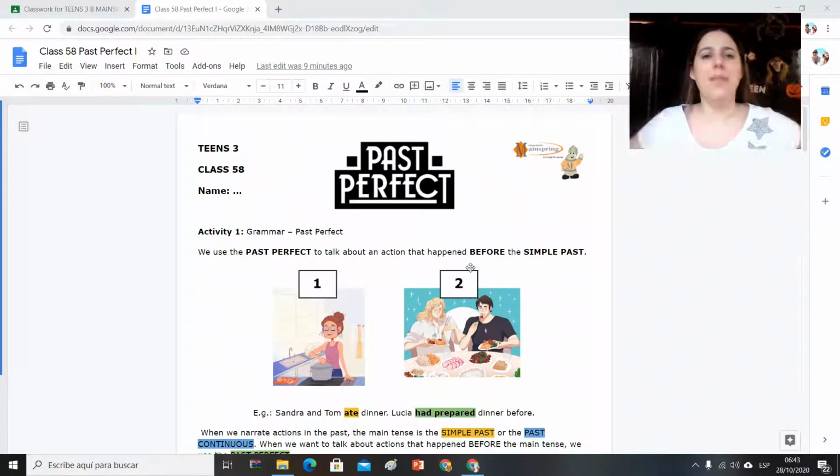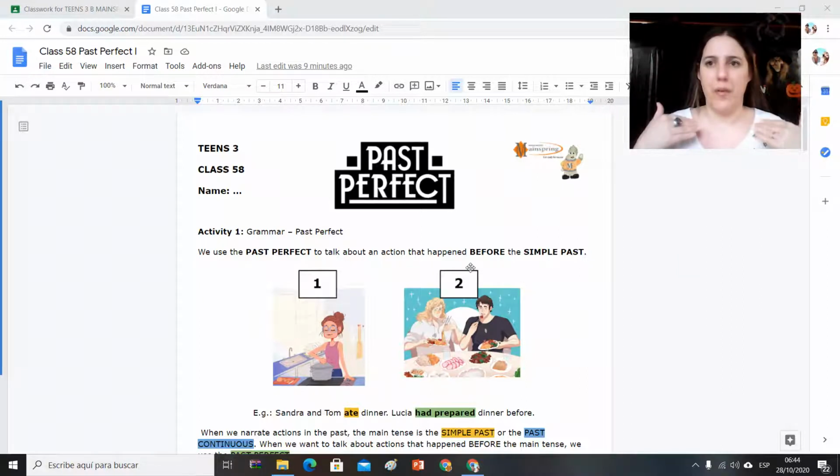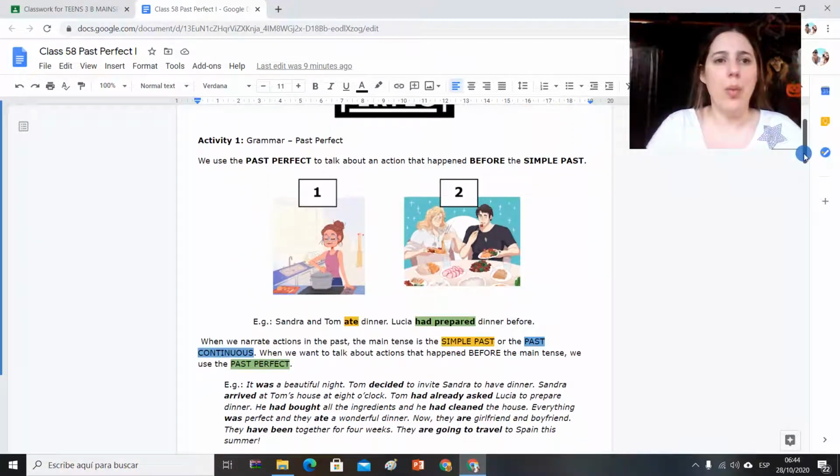Topic, okay? And it is called past perfect. So, you already know, ustedes ya saben, present perfect, okay? Present perfect. But now we're going to learn past perfect. Yeah, so it's not the same. To understand this, let's go to activity number 1.